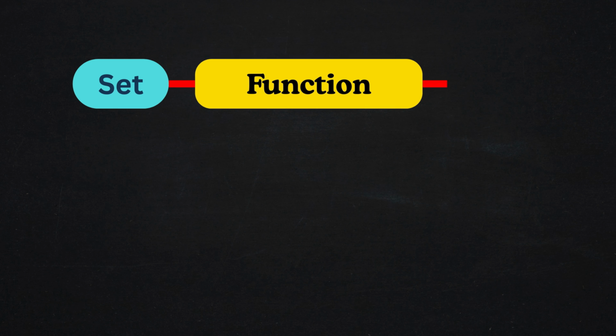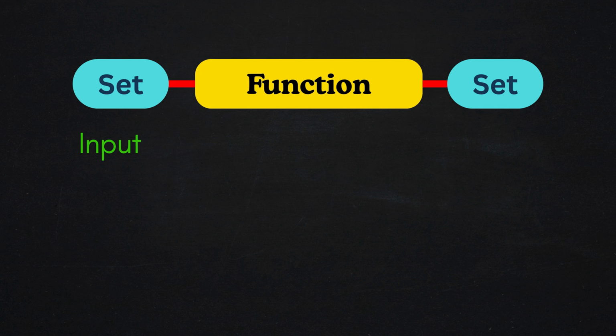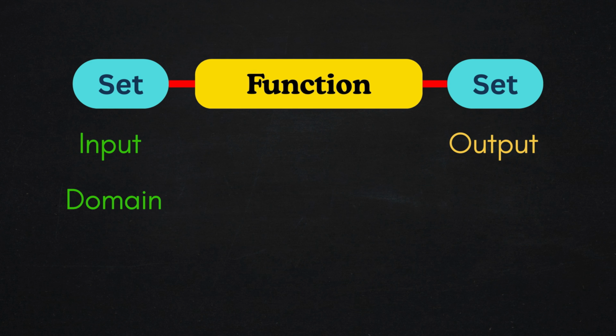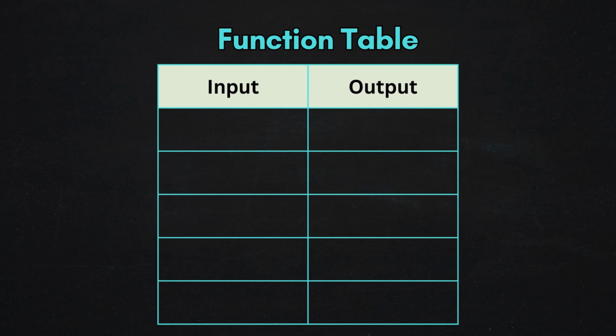Alright, now that we know a set is just a collection, how does a function connect one set to another? To make this idea clearer, let's assign special names to the two sets. We'll call the first one the input set and the second one the output set. A function, then, is something that takes each element from the input set and associates it, or maps it, to an element in the output set. In math terminology, the input set is typically referred to as the domain, and the output set is called the range.